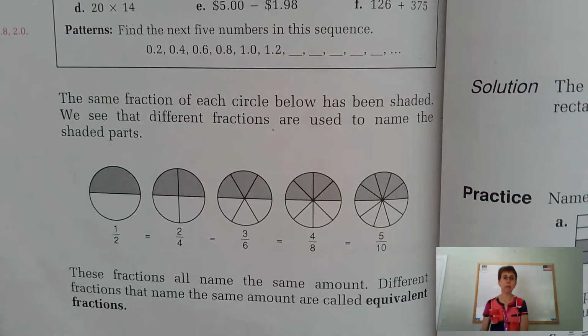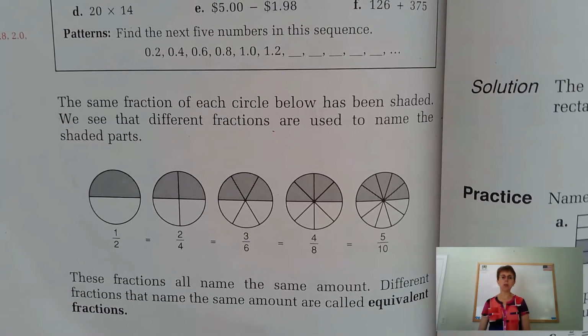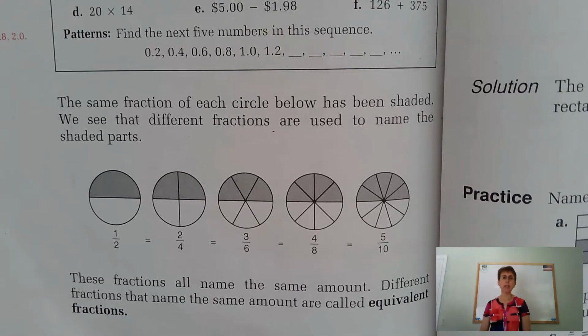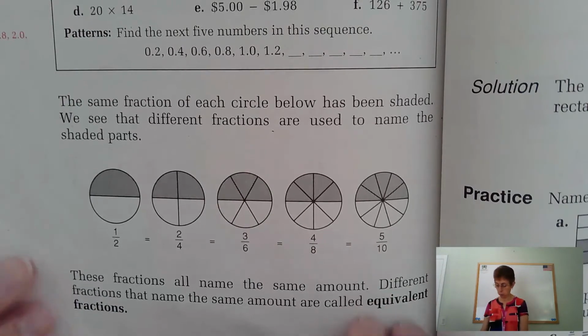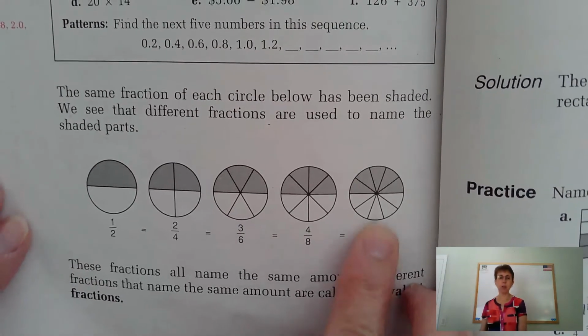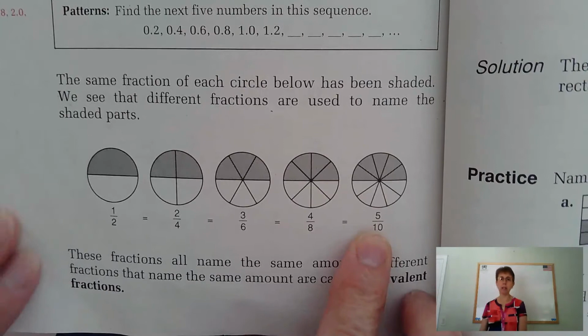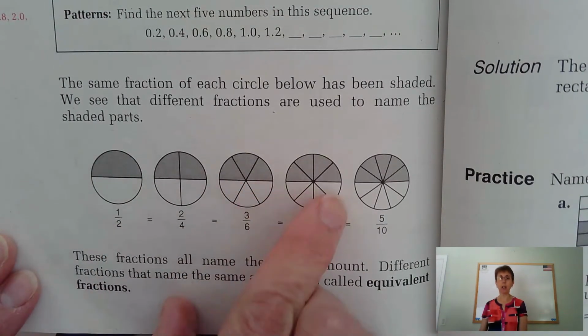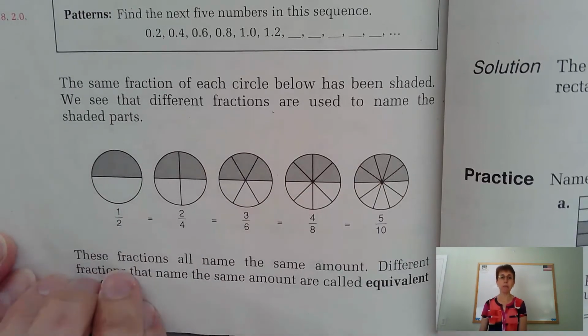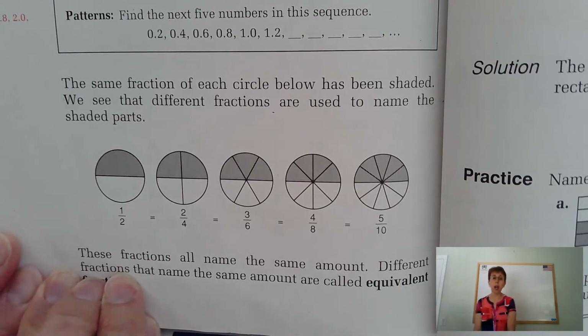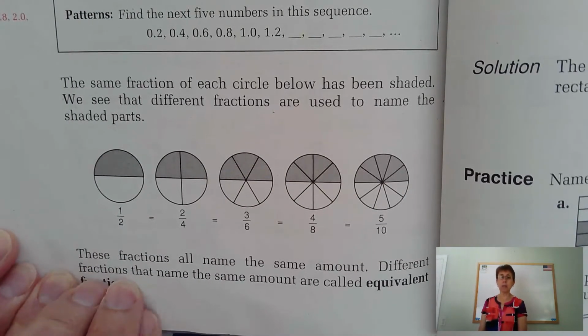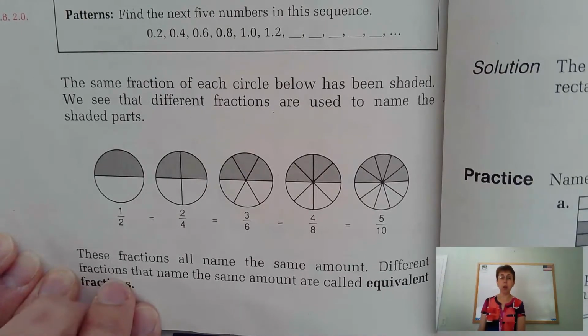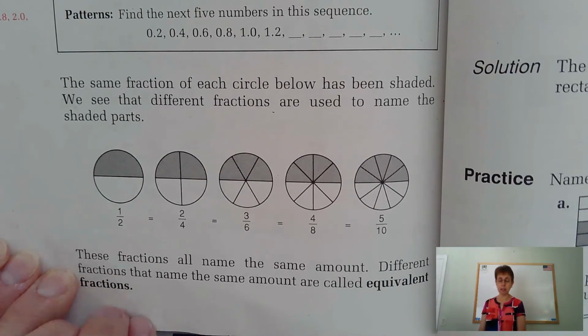Let's take a look. The same fraction of each circle below has been shaded. We see that different fractions are used to name the shaded parts. So what you should notice here, the 5 circles are all drawn the same size, and in each circle, the same portion of the circle has been shaded in. Only each time the circle itself is divided up into a different number of parts, a different number of pieces. Let's take a look.